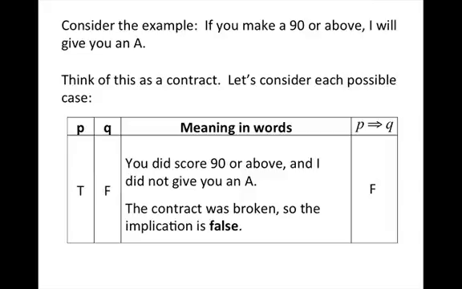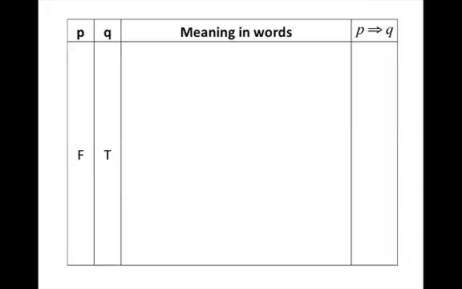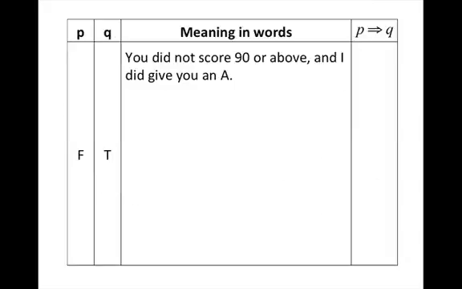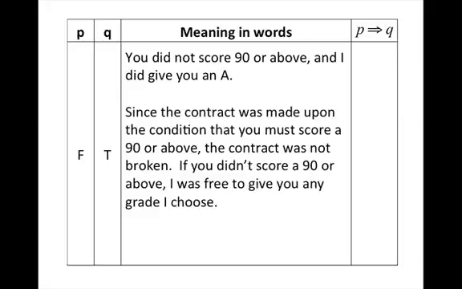Well, now let's look at the two cases where P is false. This time, you did not score a 90 or above, but I still gave you an A. So P was false and Q was true. Well, I didn't break my promise. I simply, in the promise, didn't state what would happen if you didn't make a 90 or above. So the contract was made upon the condition that you must score a 90 or above. So the contract wasn't broken. If you didn't score a 90 or above, I was free to give you any grade I choose. I didn't make a condition based on that. So this implication is true.